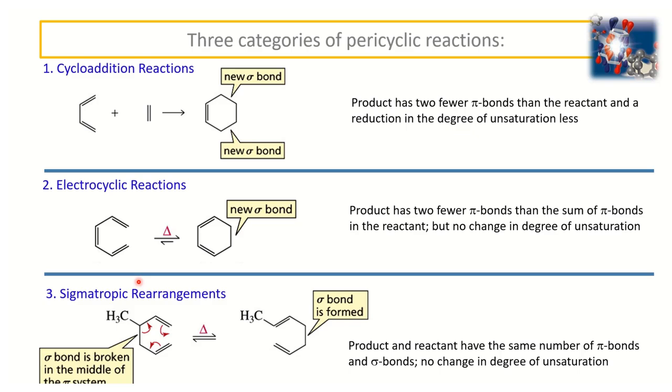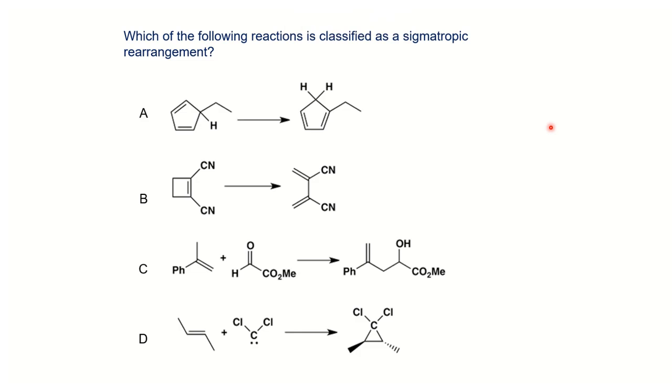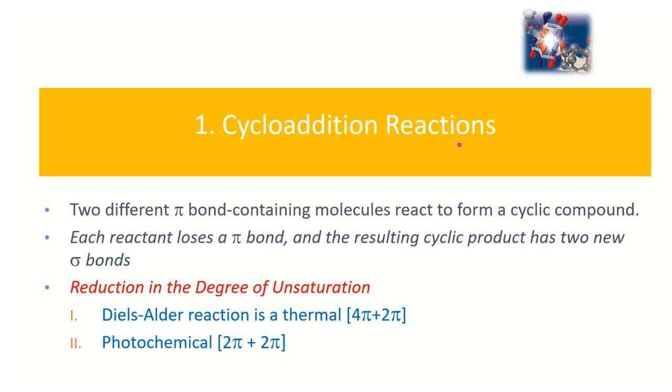Sigmatropic rearrangement is exactly what it says: you can see that we've rearranged the species. So I can answer questions like this: which of the following is classified as an electrocyclic? Remember that in an electrocyclic, whether it's a ring opening or ring closing, there shouldn't be any change in the degree of unsaturation. So I'm going to ask you to pause, and then we'll look at this during class. Here we're asking which one is sigmatropic. Sigmatropic is easy to recognize, because all it is is a rearrangement.